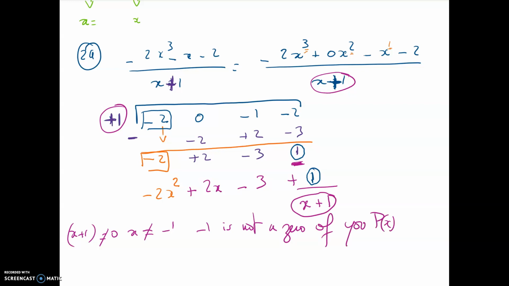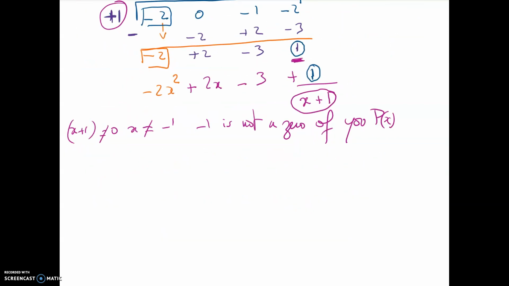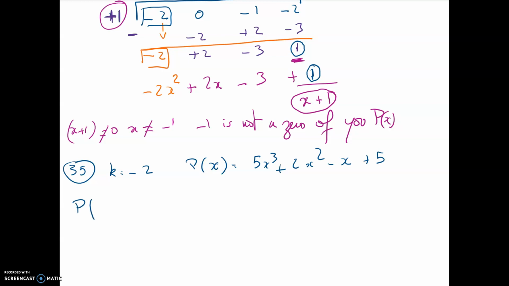Okay? I would like to do with you now problem number 35. In this problem number 35, it's all about k equal 3, or -2 in that case, k equal -2, and your polynomial p of x equal 5x cubed plus 2x squared minus x plus 5. And the question is, calculate p of k. So calculate p of -2. And when you calculate p of k, p of -2, it's equal to -25.